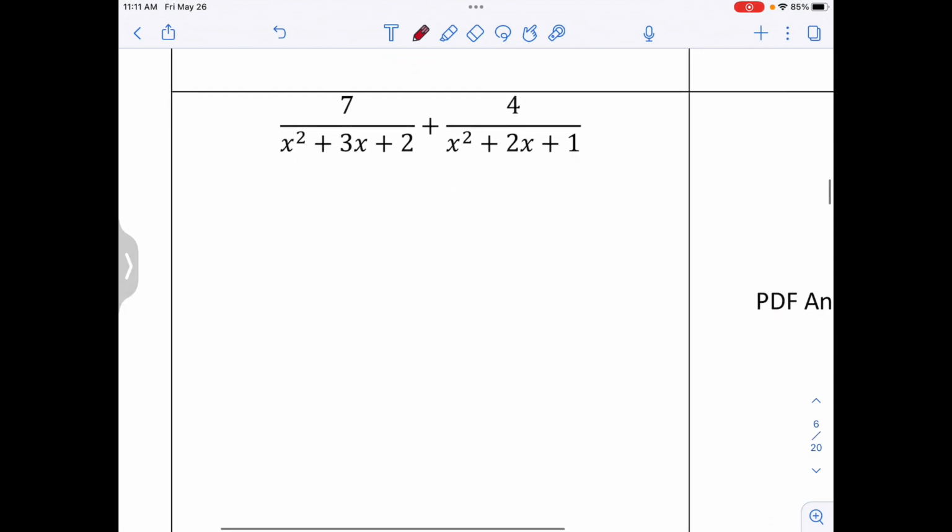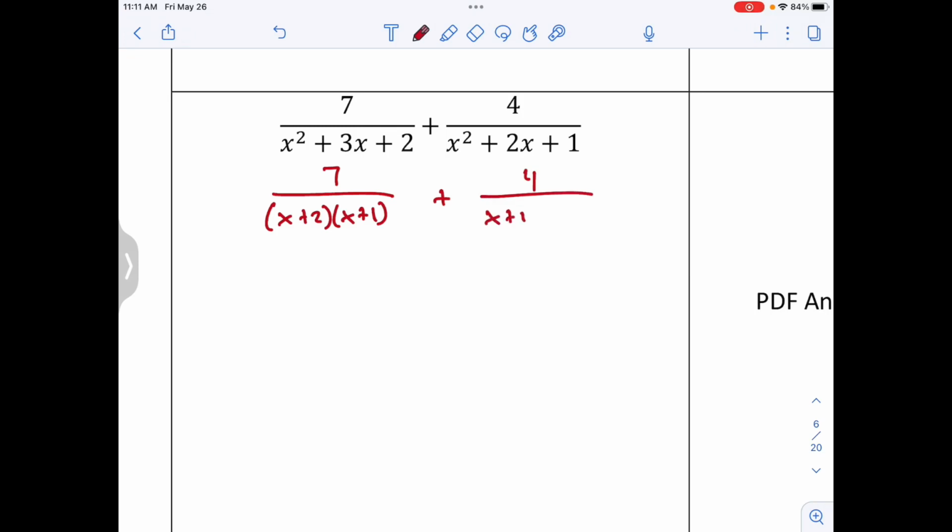One more. We have some quadratic denominators. We need to factor those first. So I'm going to say this becomes x plus 2 times x plus 1. The second fraction denominator becomes x plus 1 times x plus 1. And I'll write them separately so I can keep track of how many I have. All right, now my common denominator is the most number of times a factor happens in either fraction. I have 1 x plus 2, but then I have x plus 1 happens twice in one of the fractions, so the common denominator gets 2.